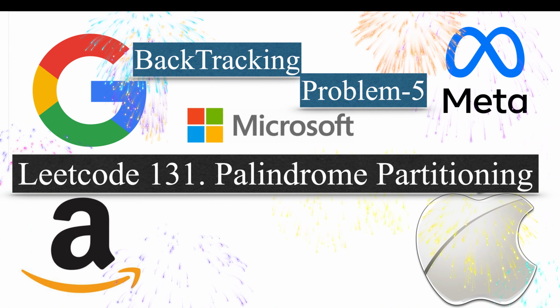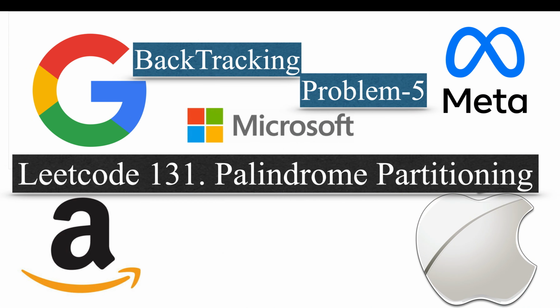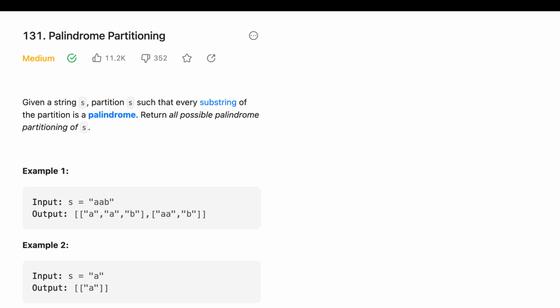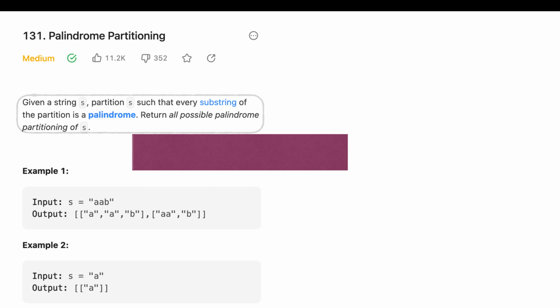Hello everyone, let's solve problem 5 from backtracking: palindrome partitioning. You will be given a string S. Divide the string into partitions such that every substring of a partition is a palindrome. Let's see here, we have the string AAB. Let's see how many partitions we can make.